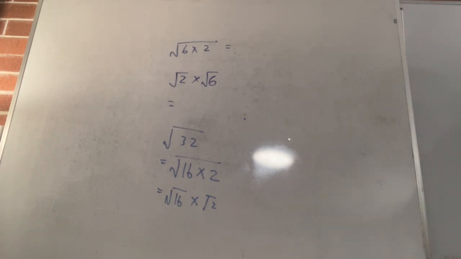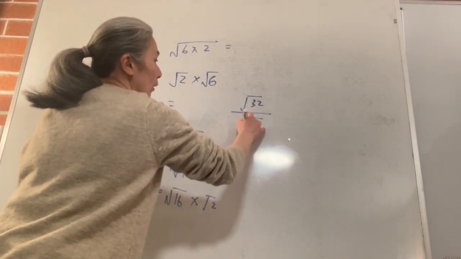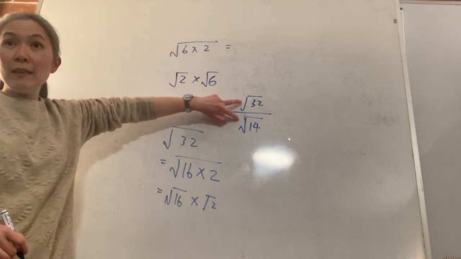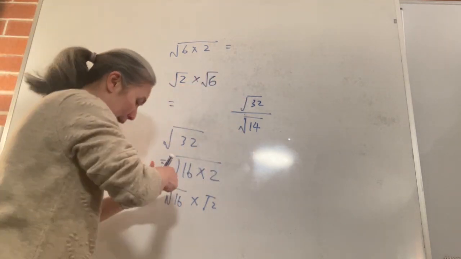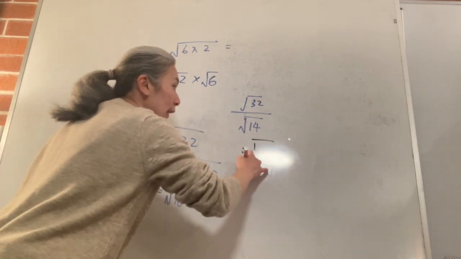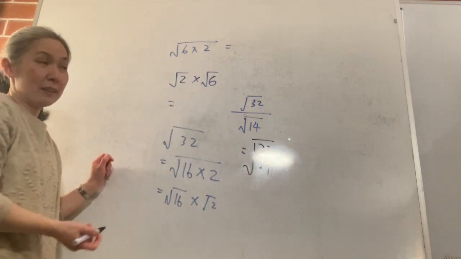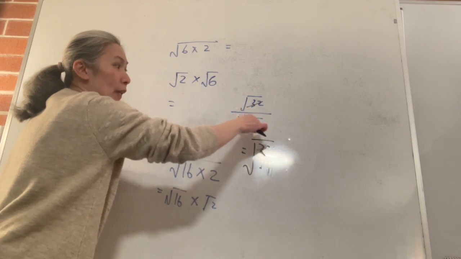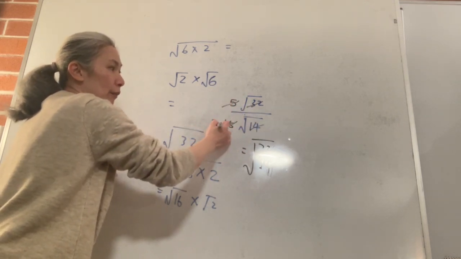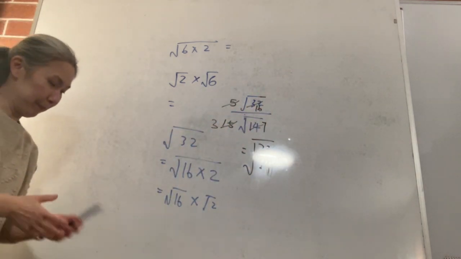And the other thing: if I have root 32 over root 14, look at this. When both of them are inside the root, I can split it and think of it as that. That means you can cross this with that as long as they're both inside the root. If I have 5 and 15, the outside can cross with the outside. This will be a 16, this will be a 7.